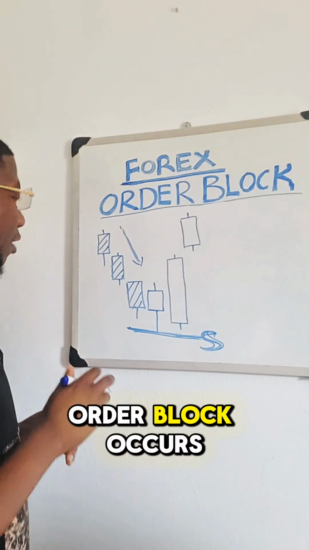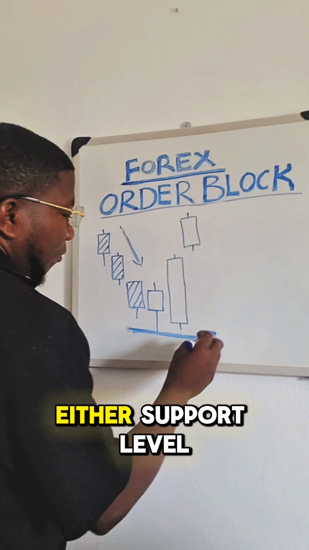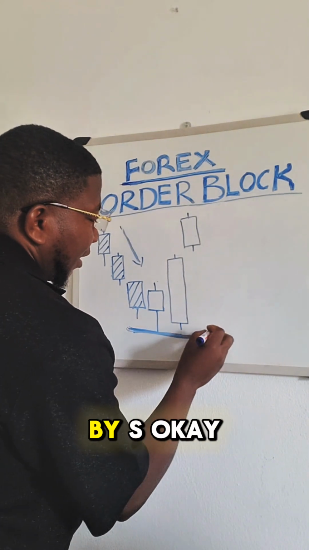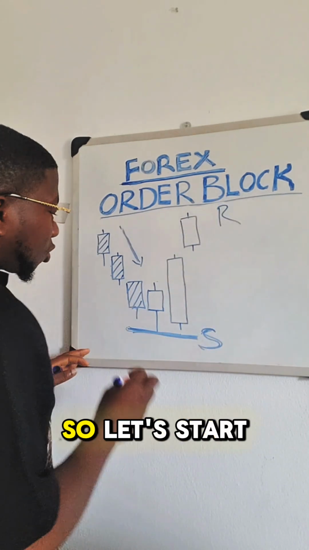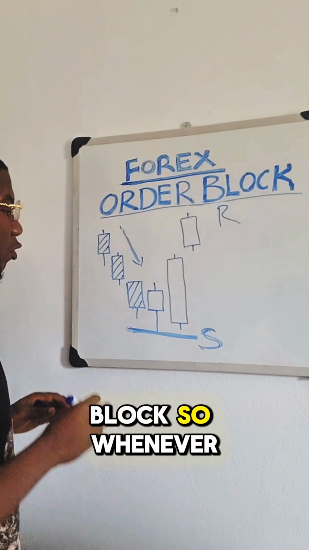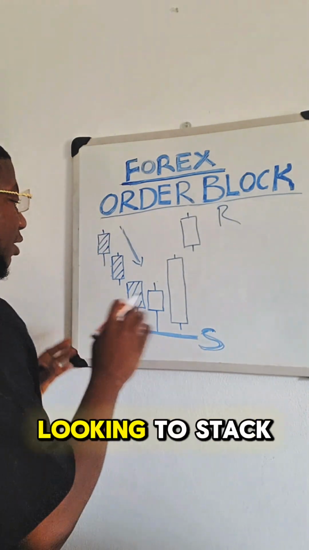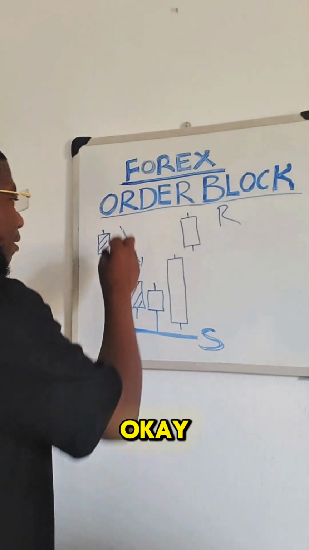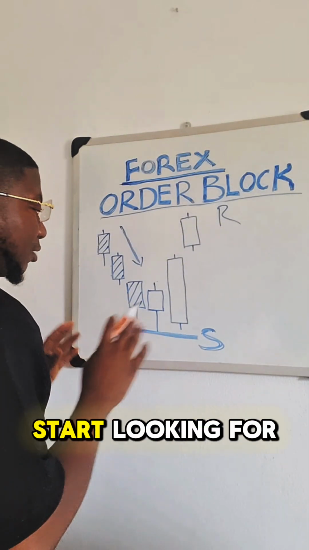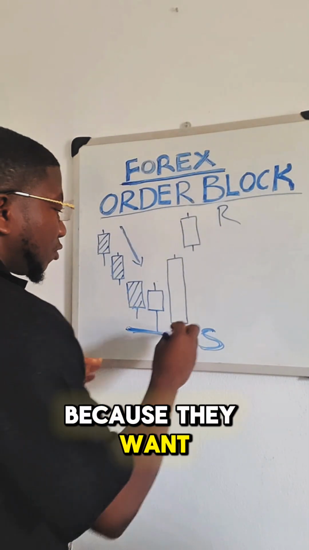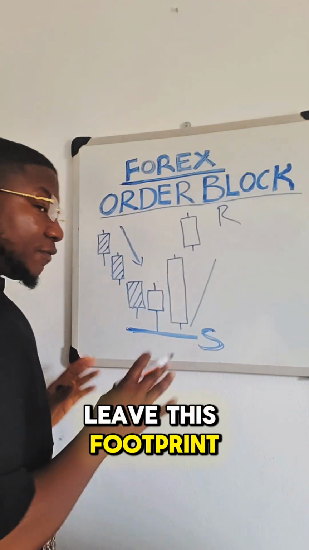The bullish order block occurs when the market hits a key level, either a support level, which I denote by S, or a resistance level, which I will denote by R. Let's start with the bullish order block. Whenever the market hits a support level, institutions and big players will be looking to stack positions from this zone, because initially the market was trending down, then eventually hit a key level. They want to push price to the upside, and when they do this, they leave this footprint for us.